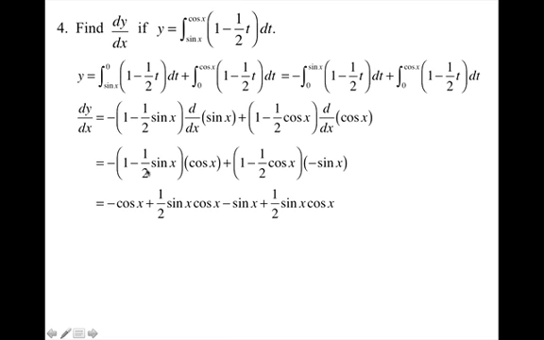So I distributed this negative through. I also distributed the cosine through. Here I distributed the negative sine through. And you can even simplify this even more by combining like terms. So you have the 1/2 sine x plus the 1/2 sine x, which gives us just 1 sine x. Then you have a negative cosine and a negative sine.